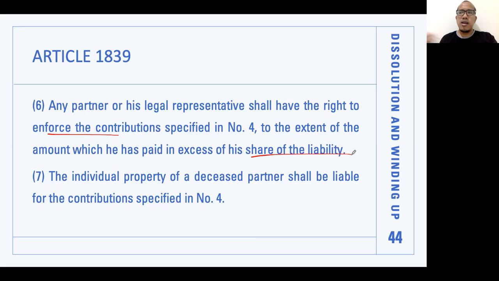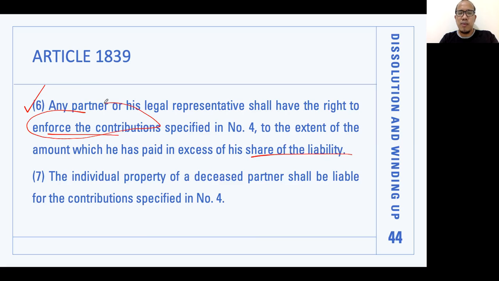Syempre yung katabi niyang partner, since sumobra na yung bayad mo, kinulangan niya ngayon yung bayad niya, yung share niya in the partnership liability. Kinulangan niya. Sinobrahan mo na yung sa'yo. Pero sabi mo, lugi naman siya. Sobra na nga yung binayad niya, tapos yung isa kulang. May solution dyan ang Article 1839, number 6. Kapag sobra yung binayad mo, you can have the right to enforce contribution. Mababawi mo rin yan.